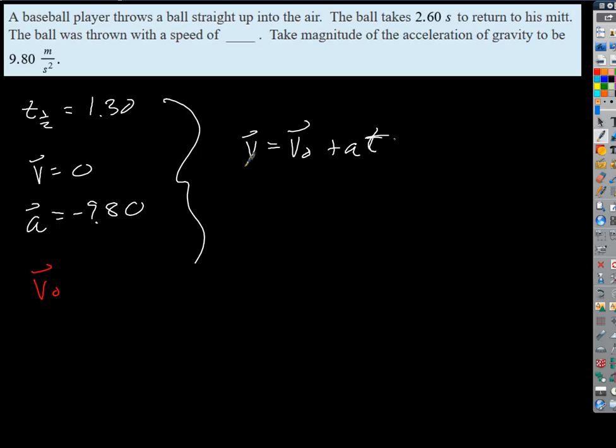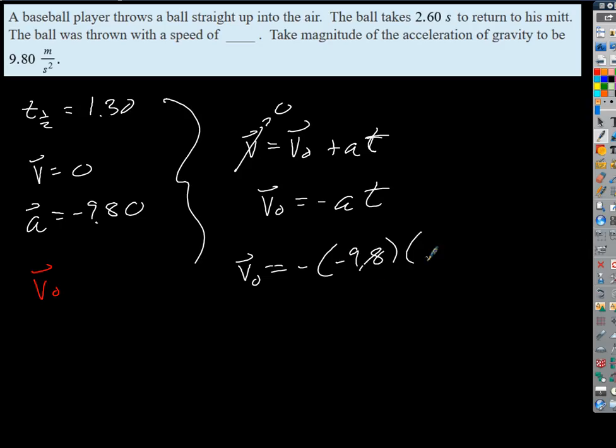So we know that in this case, the velocity is 0. If I subtract AT to the other side, wouldn't I just get V naught equals negative AT? So for us, that's going to equal negative 9.8 times 1.3. Same answer. Cool way to do it.